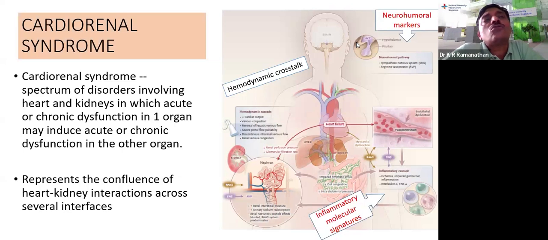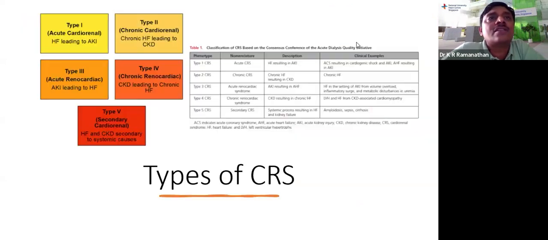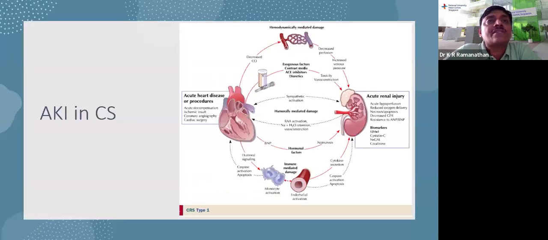What I have to take you through is the practical aspect of how you deal with this. They've identified 5 types of cardiorenal syndrome, of which the patient who has AKI secondary to cardiogenic shock would fall into type 1, where heart failure leads to AKI. And that's the most common type of cardiorenal syndrome that you encounter in day-to-day practice.